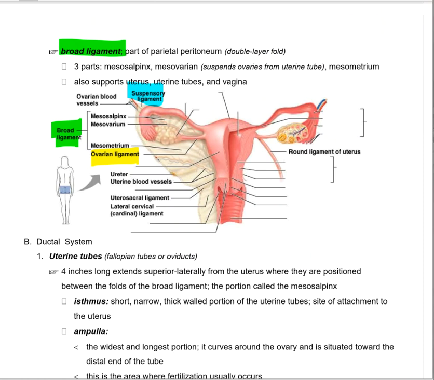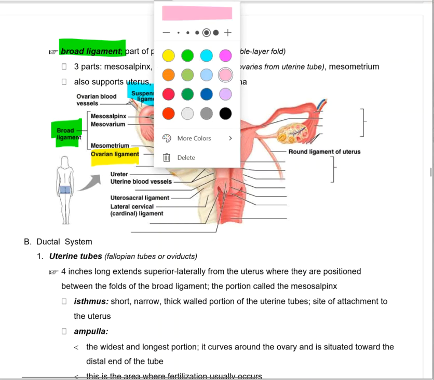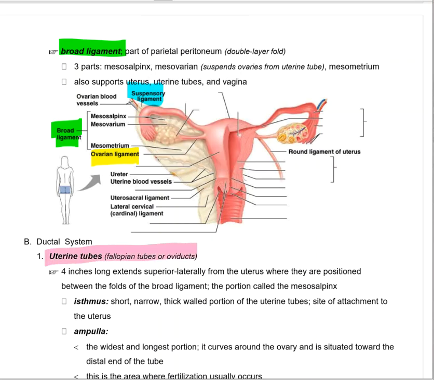Now, if we look a little bit more here at some of the other structures, we're going to notice that there are two tubes, one each, that connects the ovary to the uterus, and those are called uterine tubes. They also sometimes are called fallopian tubes or oviducts. And the whole thing right here is a uterine tube, and there are different parts of it. And so let's go ahead and fill those in, all right here, these four different things.